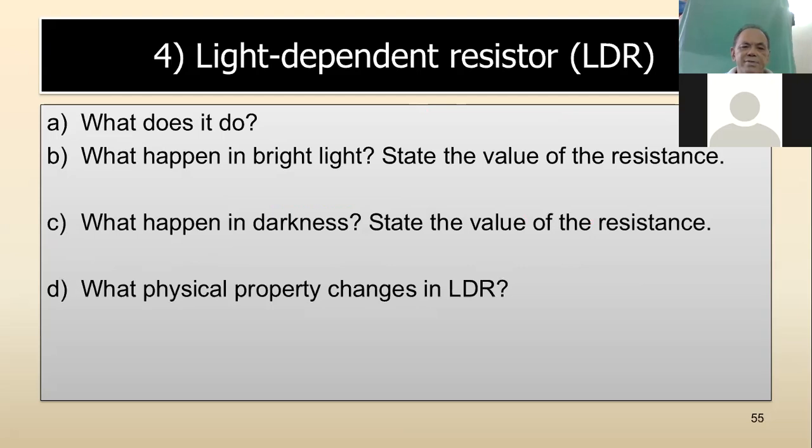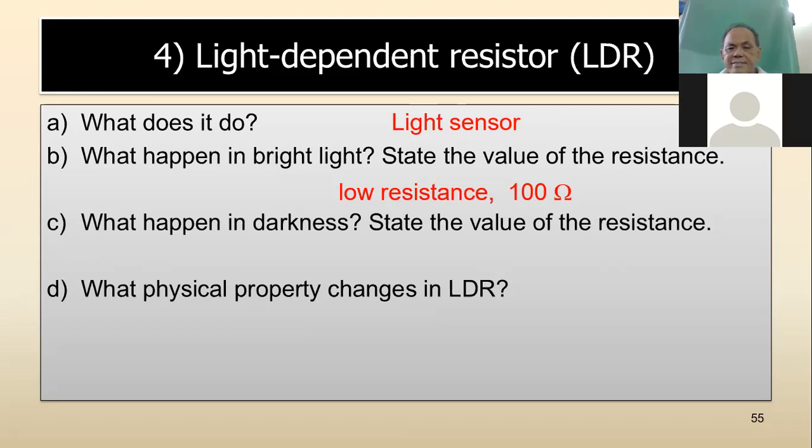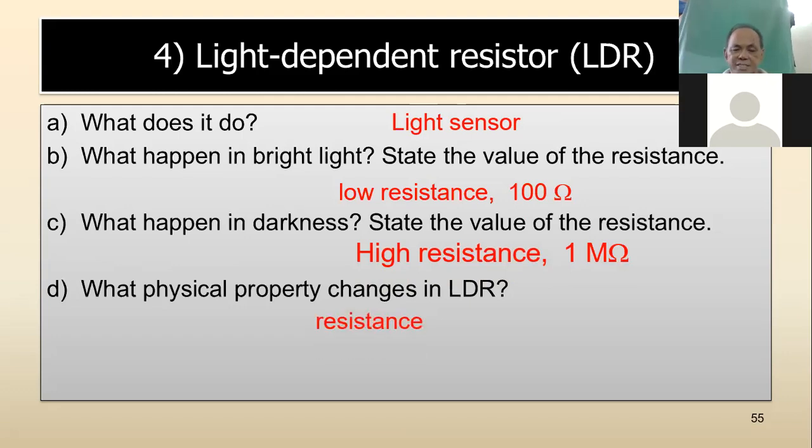Light dependent resistor, what does it do? Light sensor. It changes with intensity of light. What happens in bright light? Roughly you should know the resistance involved. Low resistance in bright light, because the LDR is a semiconductor material, it produces electron and hole pairs, so it improves the conduction. So low resistance, about 100 ohm. Darkness, high resistance, about 1 mega ohm. What physical quantity changes in the LDR? Resistance.